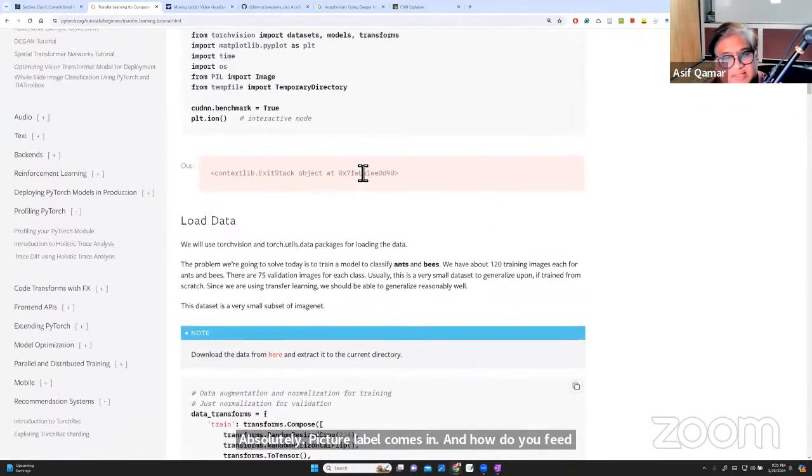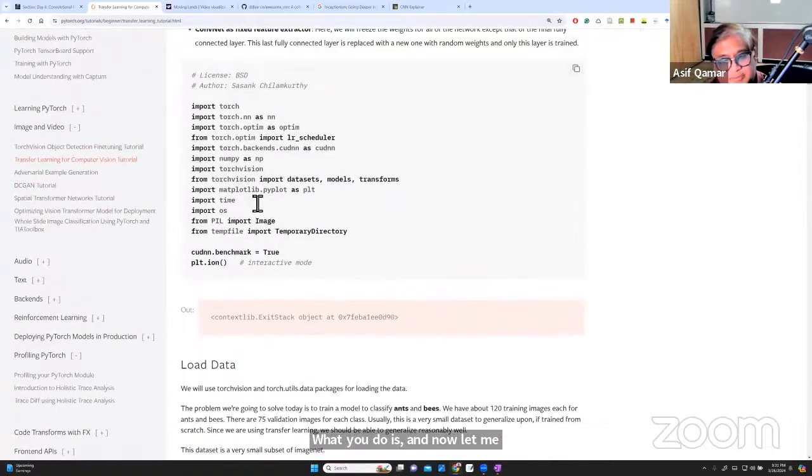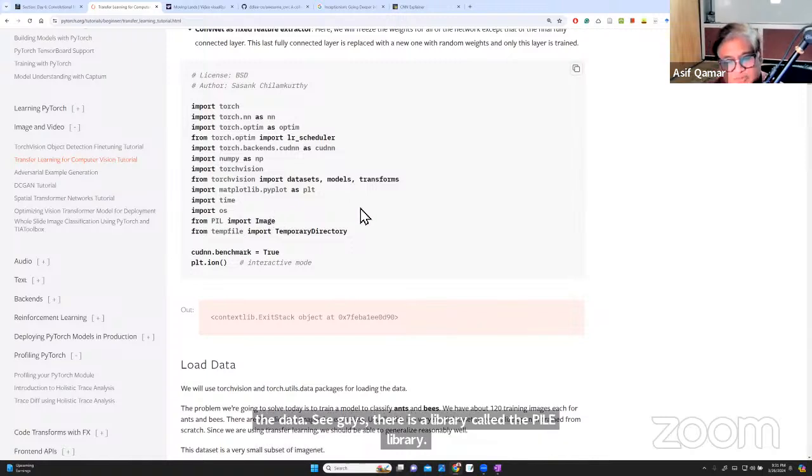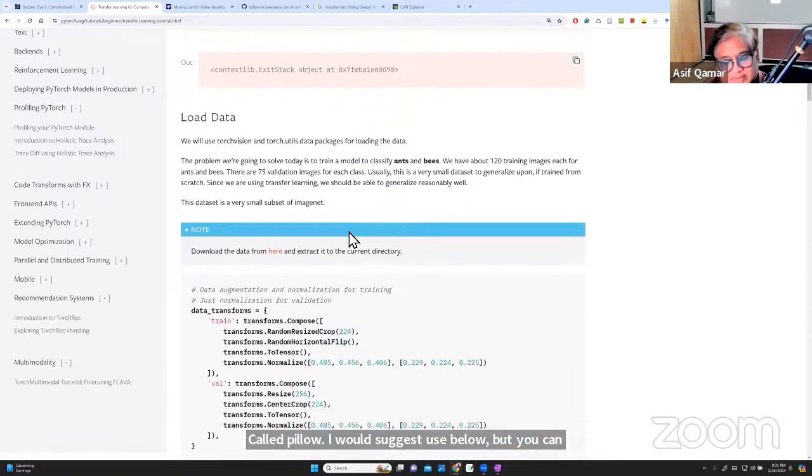What you do is, and now let me talk a little bit about the data. See, guys, there is a library called the PIL library, the Python Imaging Library. Now, this is what this uses, but this project has been forked, and there is a better library called Pillow. I would suggest you use Pillow, but you can use PIL itself. It helps you load the images.